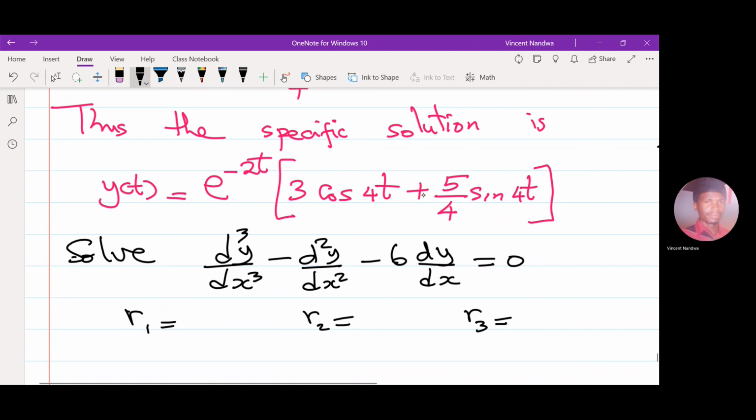R1 is 0, correct? R2? -2? And R3? Is it negative or positive? Is it +3 or -3? Confirm. I have +3.